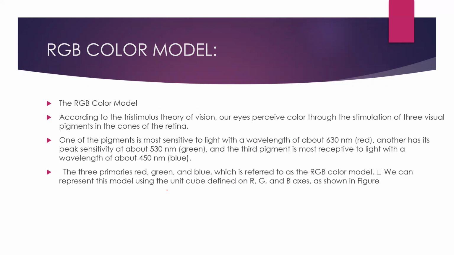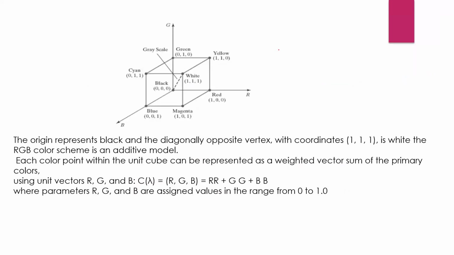You can represent this model using the unit cube defined on the R, G, and B axes as shown in this figure. Let us take the x-axis as red, the y-axis as green, and the z-axis as blue. The combination of red and green will produce the yellow color, the combination of green and blue produces the cyan color, and the combination of blue and red will produce the magenta color. At the origin, the black color is placed, and a combination of all three will produce the white color, and this dotted line represents the grayscale.